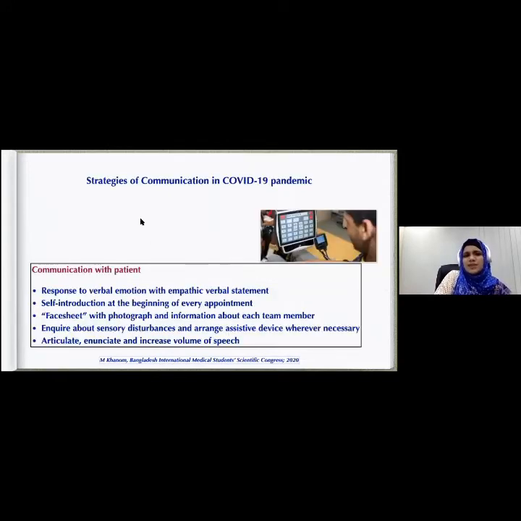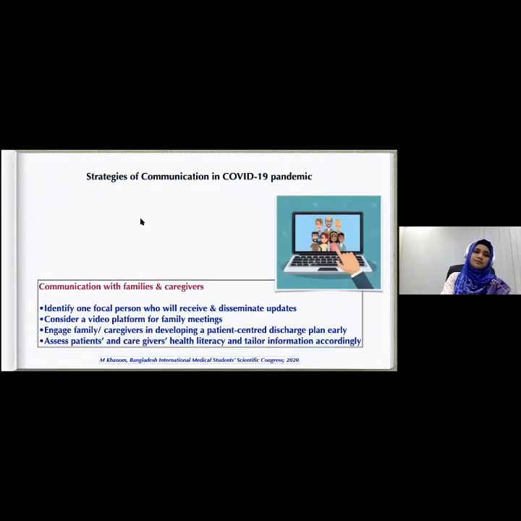So some strategies of communication in the COVID-19 pandemic. Communication with the patient: respond to verbal emotion with empathic verbal statements, self-introduction at the beginning of every appointment, using face sheets, inquire about sensory disturbances and arrange assistive devices wherever necessary, articulate, enunciate, and increase the volume of speech.